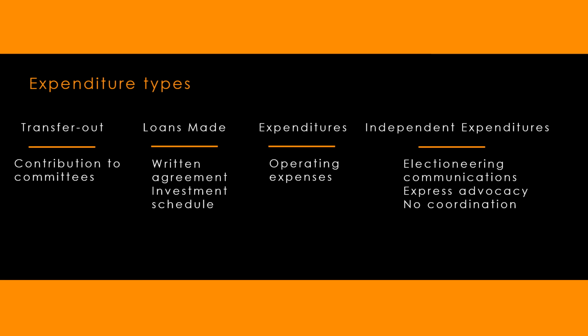There are regular expenditures. This is for expenses such as rent, office equipment, printing, and signs. If the committee is spending funds to further its operations, then more than likely it will be classified as an expenditure. The last type of expenditure is independent expenditures.